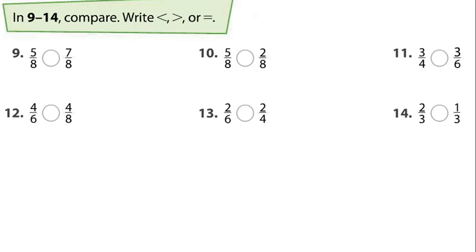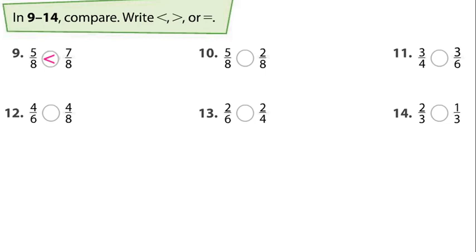In 9 to 14, compare. Write less than, greater than, or equal. Question 9. Is 5 over 8 less or greater than 7 over 8? The two fractions have the same denominator. So, the fraction with the greater numerator is the greater fraction. 7 over 8 is greater. So, 5 over 8 is less than 7 over 8.